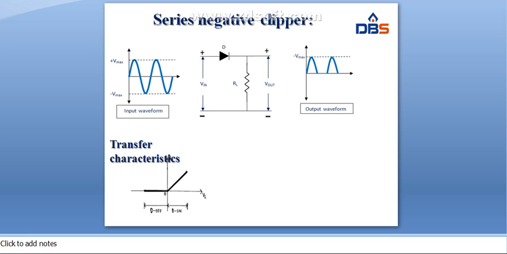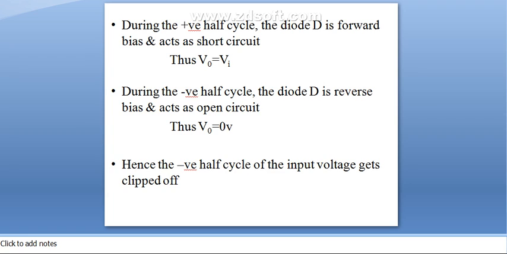In the series clippers, see here, it is a series negative clipper. Circuit diagram, input waveform, output waveform and the transfer characteristics. So series negative clipper. During the positive half cycle, the diode D is forward biased and acts as a short circuit. Then V0 equal to Vi.